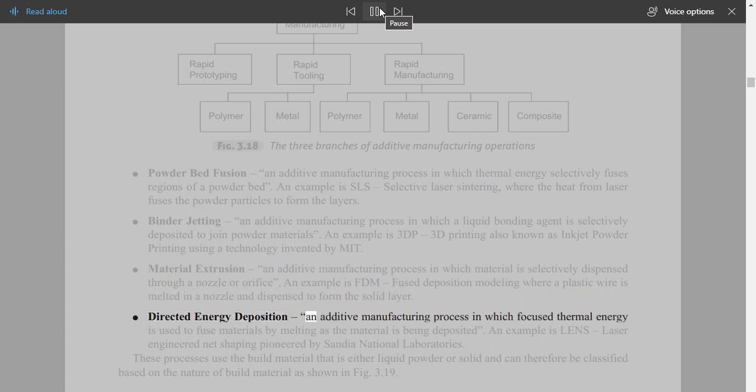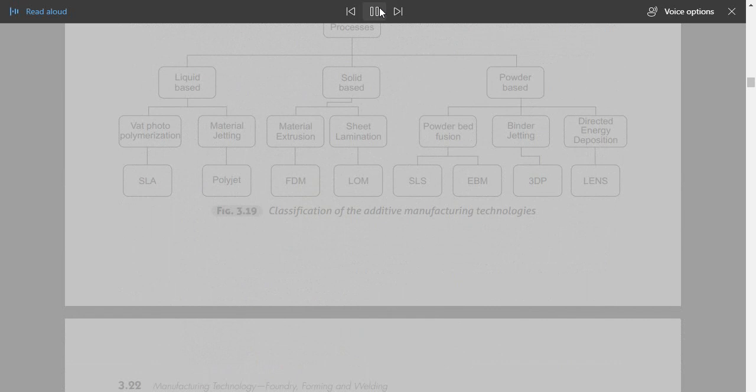Directed energy deposition, an additive manufacturing process in which focused thermal energy is used to fuse materials by melting as the material is being deposited. An example is LENS, laser-engineered net shaping, pioneered by Sandia National Laboratories. These processes use build material that is either liquid, powder or solid, and can therefore be classified based on the nature of build material, as shown in Fig. 3.19. AM processes: liquid-based, solid-based, powder-based.